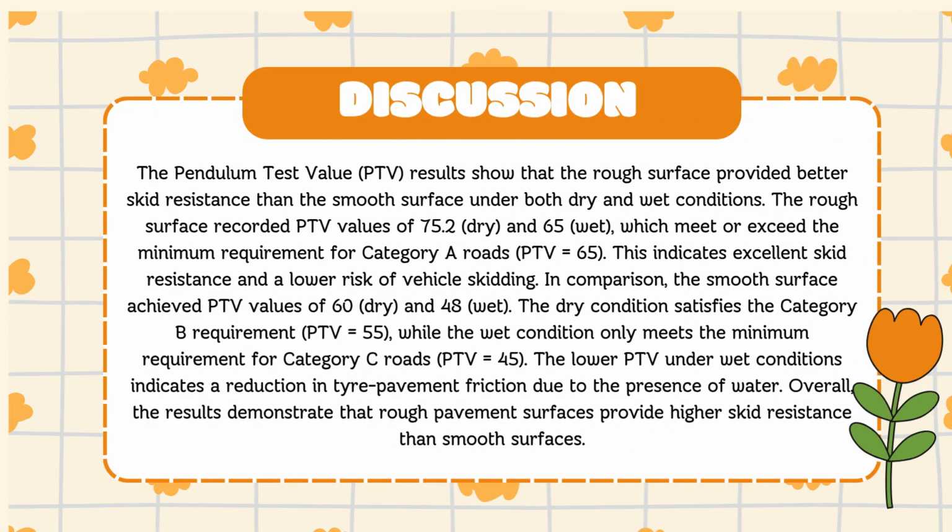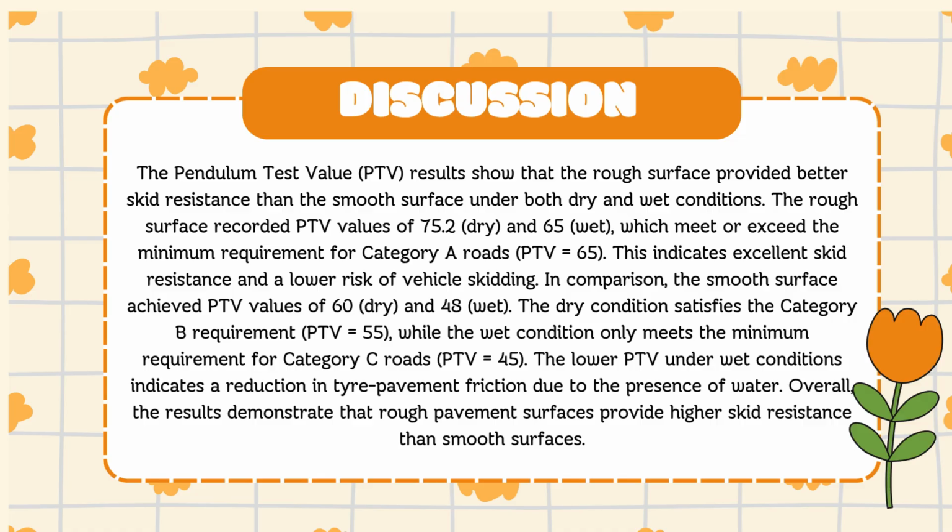Discussion for the sand patch: the pendulum test value, PTV, result shows that the rough surface provides better skid resistance than the smooth surface under both dry and wet conditions. The rough surface recorded PTV values of 75.2 dry and 65 wet, which meet or exceed the minimum requirement for category A roads, PTV equal to 65. This indicates excellent skid resistance and a lower risk of vehicle skidding.